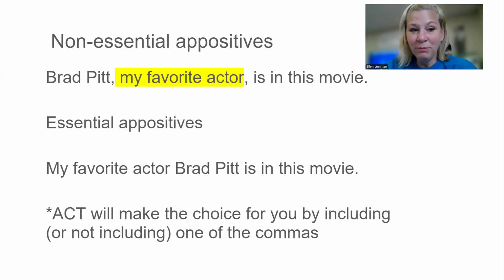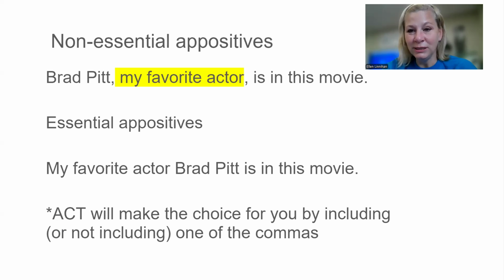So for example, Brad Pitt, comma, my favorite actor, comma, is in this movie. My favorite actor takes the same position in the sentence as the subject, Brad Pitt. We could just say Brad Pitt is in this movie. You're giving a little more information by saying my favorite actor, but it's not necessary in order to understand the sentence. So a non-essential appositive.